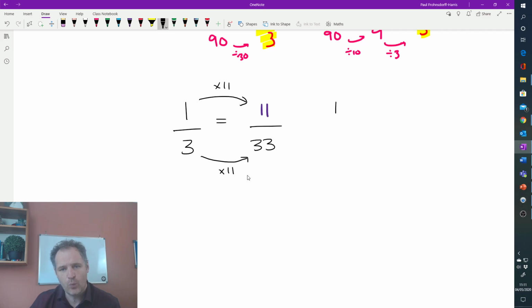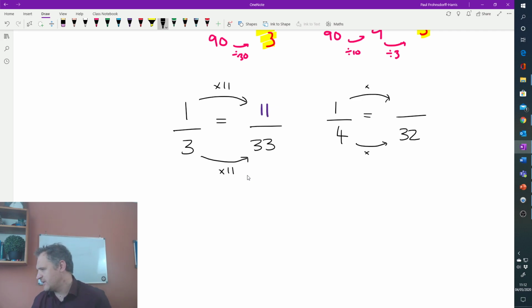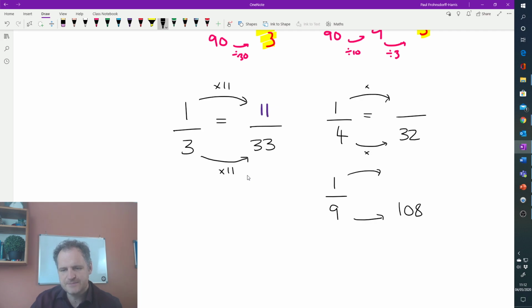What would 1/4 go to if the bottom number is 32? I'm sure some people will put it in the chat, so I'll just leave it for a second, just to give you a chance. And what about 1/9 going to 108?